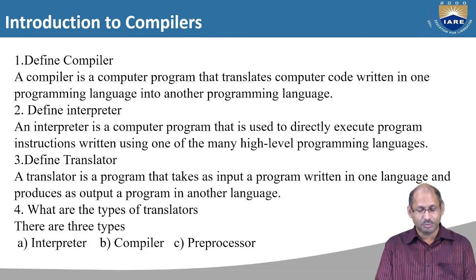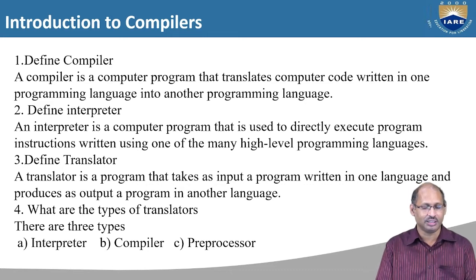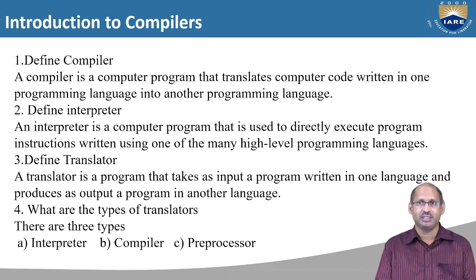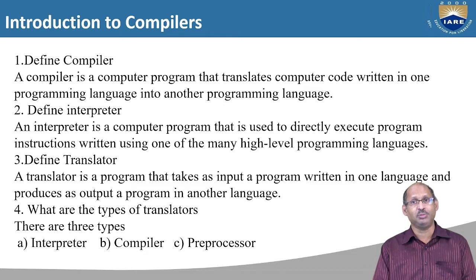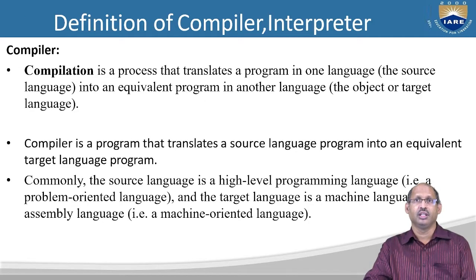So, what are the types of translators? There are 3 types of translators: interpreters, compilers, preprocessors. So, these are different forms of the translator. Now we'll discuss, what is a compilation?